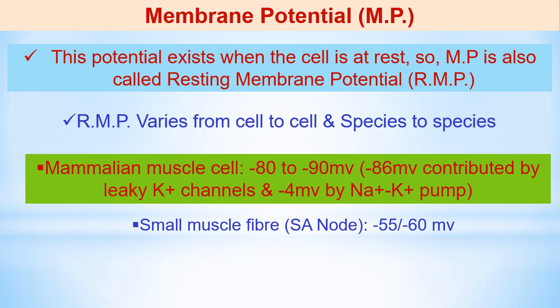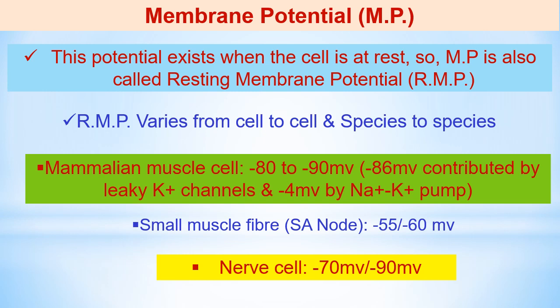The small muscle fibers present in the sino-auricular node in the right atrium may have a resting membrane potential below minus 70, ranging from minus 55 to minus 60 millivolt, because these fibers are spontaneously leaky to sodium ions. While the nerve cells' resting membrane potential may range from minus 70 millivolt to minus 90 millivolt.